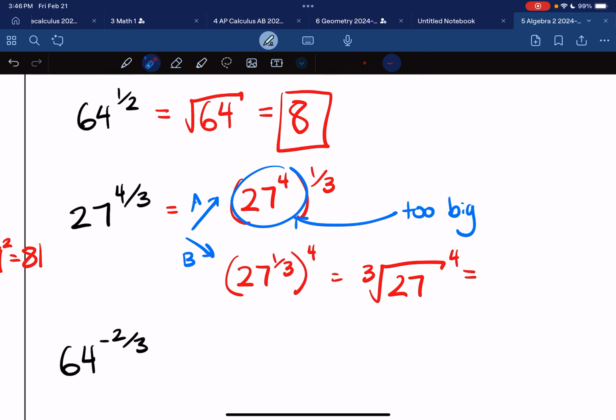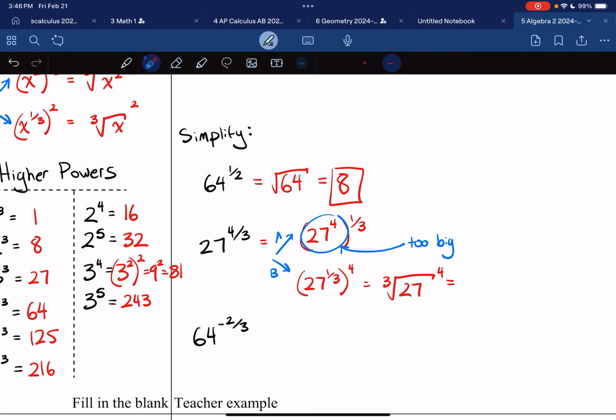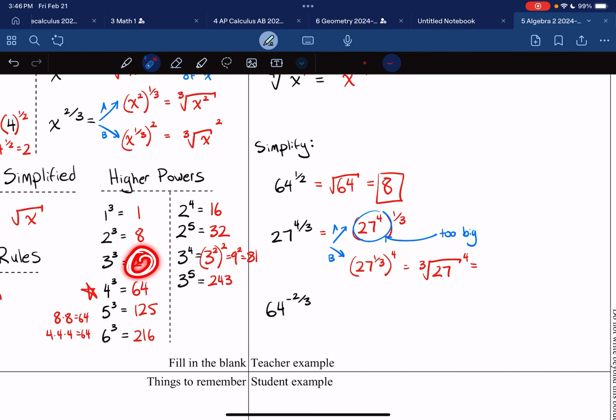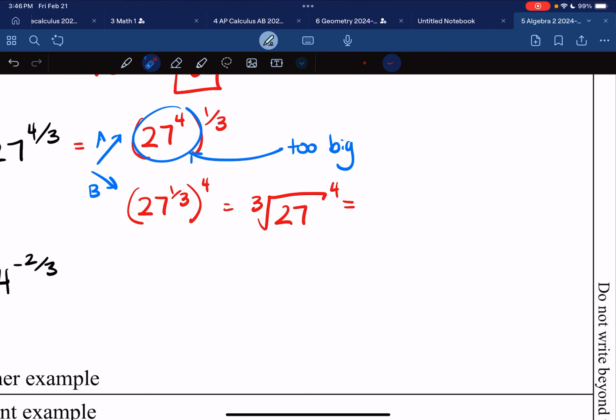So this is much easier. I happen to know that 27 is a perfect cube because on my list over here, 27 is the same thing as 3 cubed, which means the cube root of 27 is 3. If you want to go really, really slow and show all of your work, you could do it this way. You could say that this is the cube root of 3 cubed, and then to the power of 4. I don't do that work, though. I'll be honest, I jump straight to here.